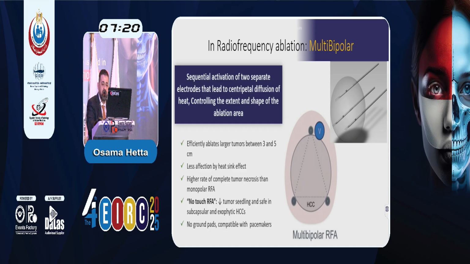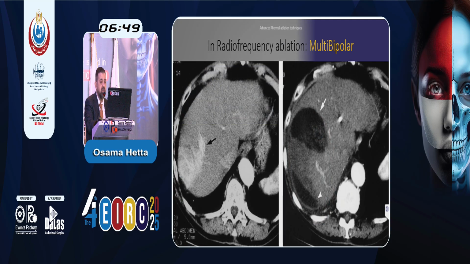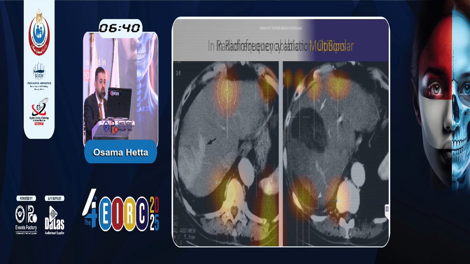With these multipolar electrodes, there is sequential activation of two separate electrodes that leads to centripetal diffusion of heat, controlling the extent and the shape of ablation, so we can upgrade the size of the ablated area with the possibility of a no-touch technique to avoid seeding. And also in this multipolar RF, we have no grounding pads, and it is compatible with the pacemaker. We can get this large area of necrosis and large tumor with multipolar RF electrodes.